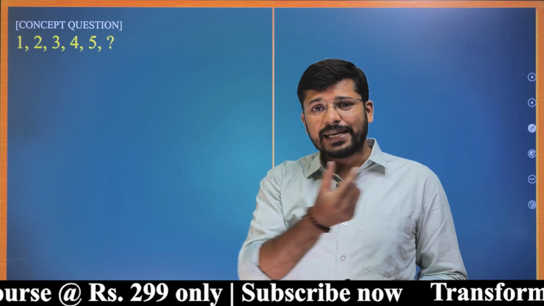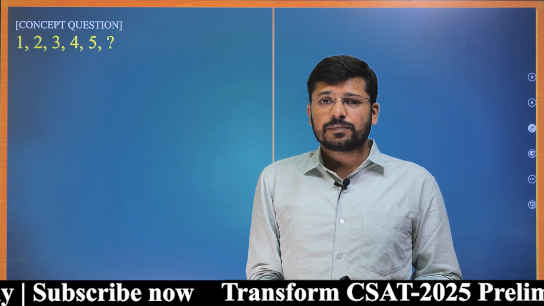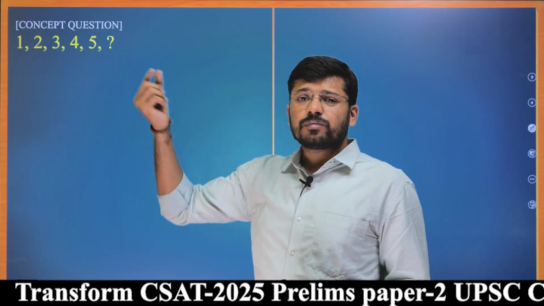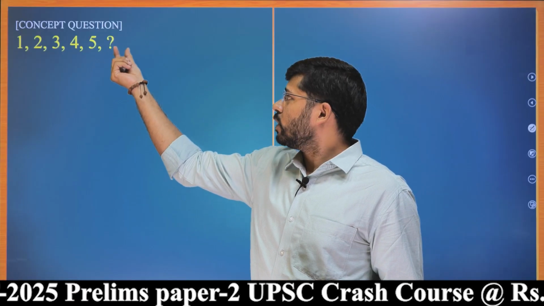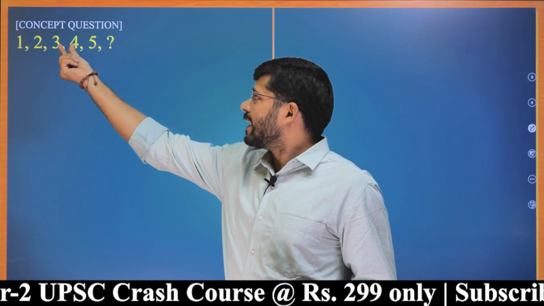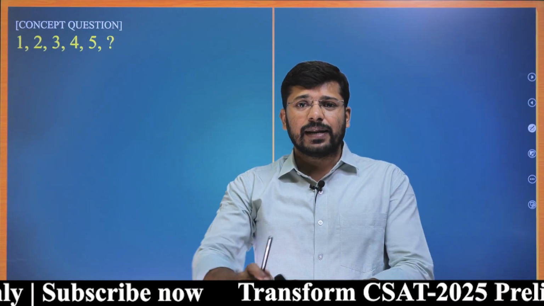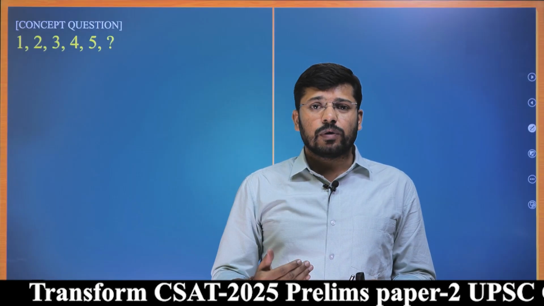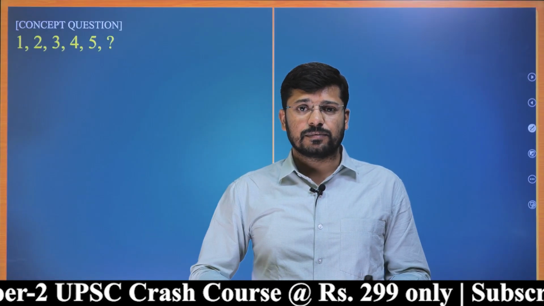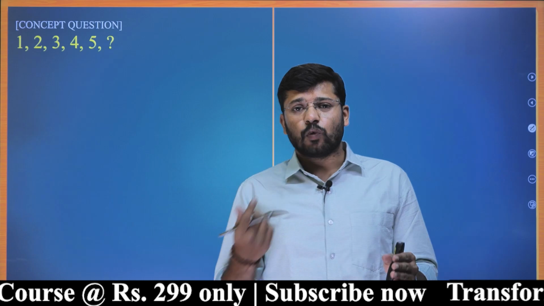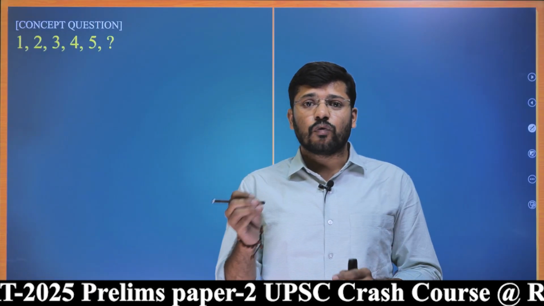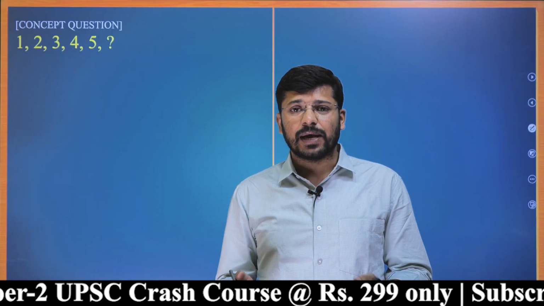They will give you a series of either letters or numbers, and they will ask you to find out one missing item. Here the question mark has been placed at the end, but it can come anywhere, even at the beginning. Sometimes, very rarely, they will give you a complete series with no missing term, but they will ask you to find the wrong one in that series, or to fill in the correct term that should replace the wrong one. These are the types of questions that can be asked in series.